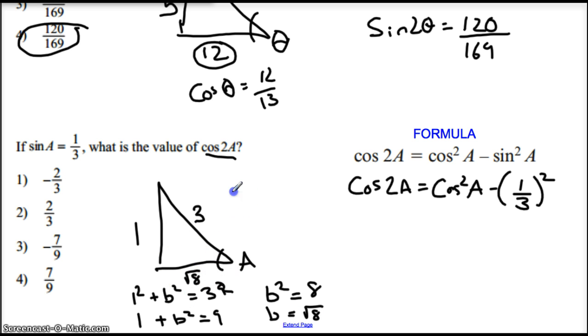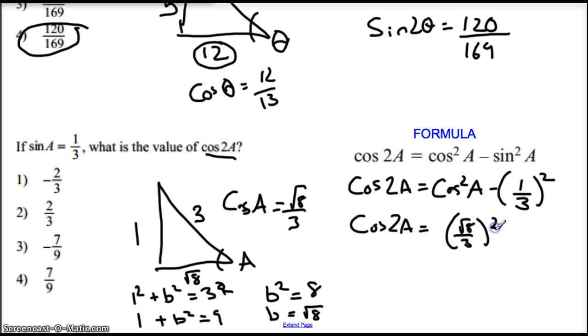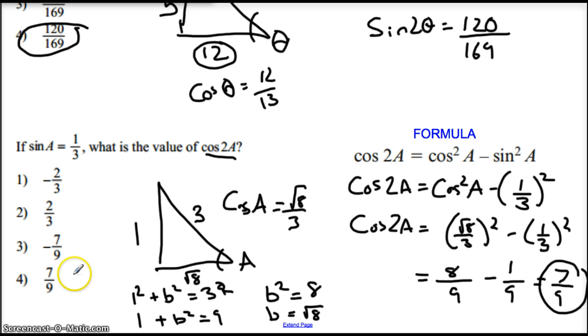So the cosine of this triangle, the cosine of A, is equal to the adjacent, which is square root 8, over 3. Now we can plug that in. So the cosine of 2A is equal to the square root of 8 over 3 squared minus, well, we already know this, 1/3 squared. Now this is just where we do the math. So the square root of 8 squared is just 8 over 3 squared is 9, minus 1 squared is 1 over 3 squared is 9. That gives us a final answer of 7/9. And that is our answer.